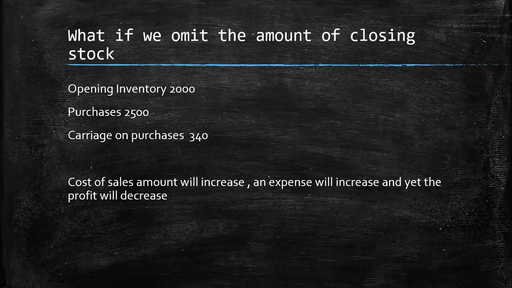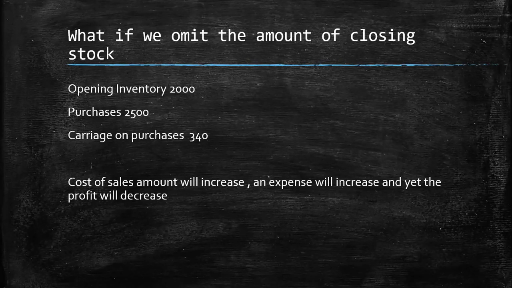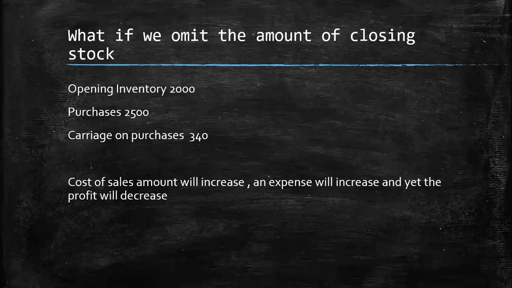In this example, the amount for closing inventory is not included. So I'm saying the cost of sales amount will increase because why? Remember, the closing inventory is subtracted. And if you omit your closing inventory, your cost of sales account will increase. It means your expense account will increase. And what will happen to your profit? It will definitely decrease. Any questions, please?